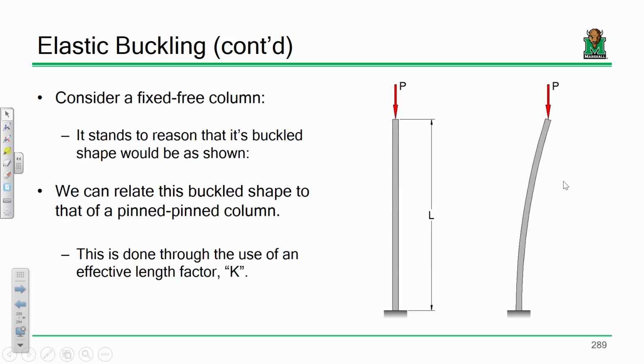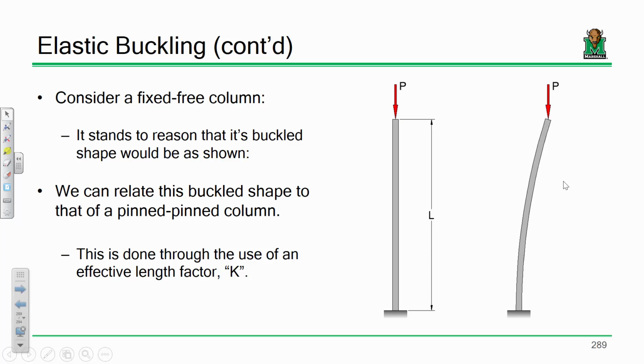So let's say I have a column that looks like this. Okay, and I picked this column for a very specific reason. I have here a column that's fixed free, so it's fixed on the bottom and it's free on the top. Now, if it's fixed on the bottom, it's not going to translate or rotate. So, imagine you have a light pole sticking out of the ground, and we apply a compressive load on the top. It's probably going to buckle or bow out something about like this.